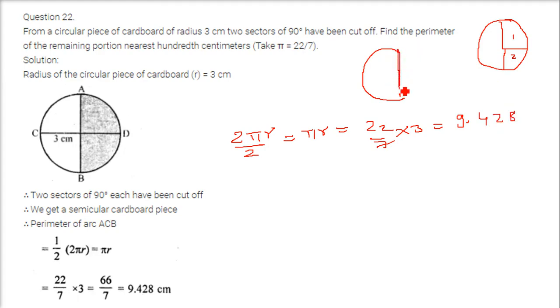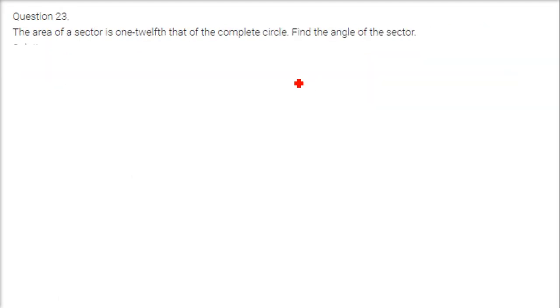But in order to find out the perimeter, we have to add this line also. This will also come in the perimeter. So what is this? This is 3 and this is 3, so diameter we have to take, which should be 6. So 6 we have to add. So 6 plus 9.428, that is 15.428. This will be the perimeter of the cut-off portion or the remaining portion, you can see.